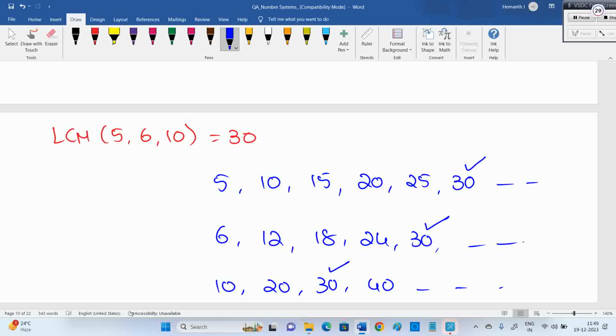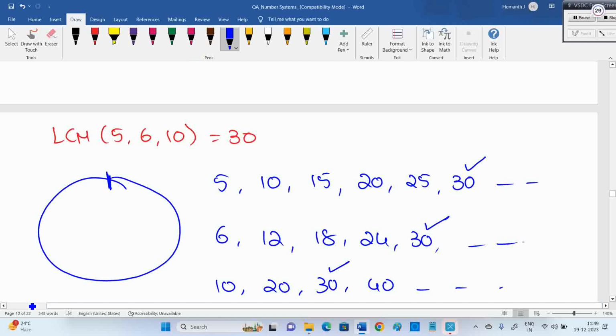When all three people meet at the starting point, they may start in a circle. They started here. One person can complete the round in 5 minutes, second person in 6 minutes, third person in 10 minutes. When all three meet at the starting point, they have to come together. So at the starting point means common point required. So that also at 9:30 a.m. only will come. Let's say they start a journey at 9 a.m. First person will come to the starting point at 9:05, again 9:10, 9:15, like that. So they'll meet at 9:30 a.m. for sure. So these are the applications.